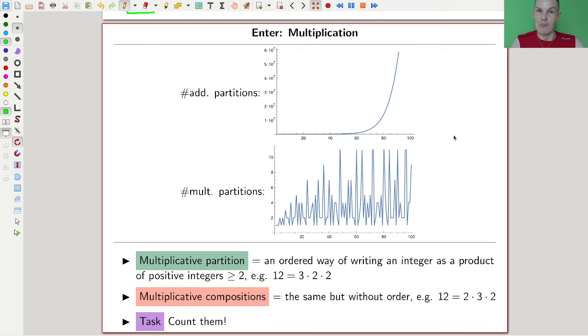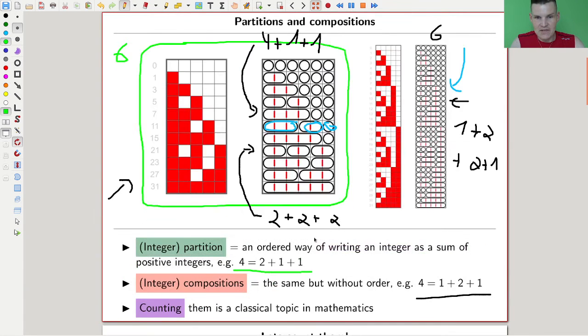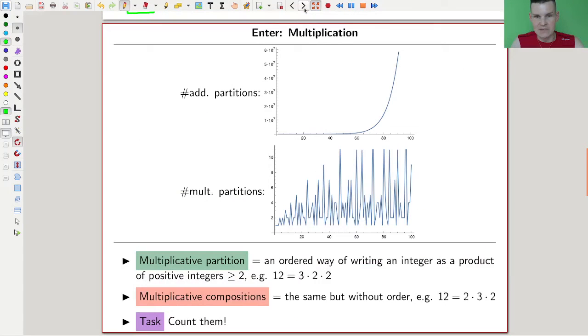Enter multiplication. So a multiplicative partition: exactly the same thing, but replacing the addition symbol here by a multiplication symbol. Well, 12 is 3 times 2 times 2, 3 times 4, and so on. Do it in an unordered way and you get multiplicative partitions. Do it in an ordered way, like this, and you get multiplicative compositions.